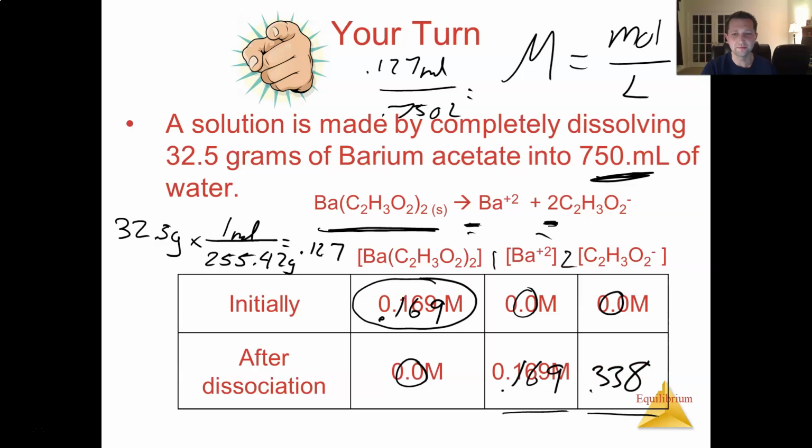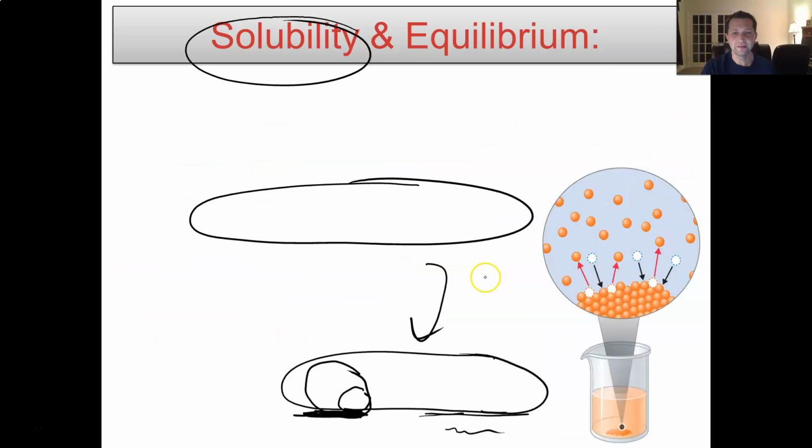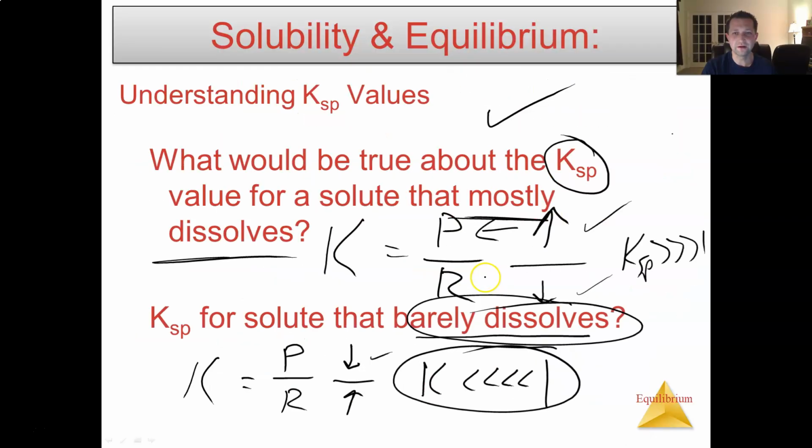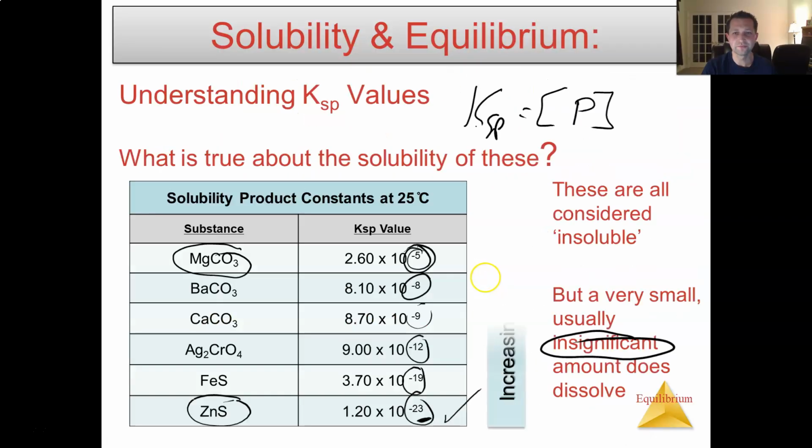If I go back a million slides real quick, you saw that way back here, with the barium acetate example, right? So we had the 0.169 barium and then the 0.338 acetate because of that 1 to 2 ratio. All right, so we're going to do the same thing here. We could actually figure out the first part of our question.